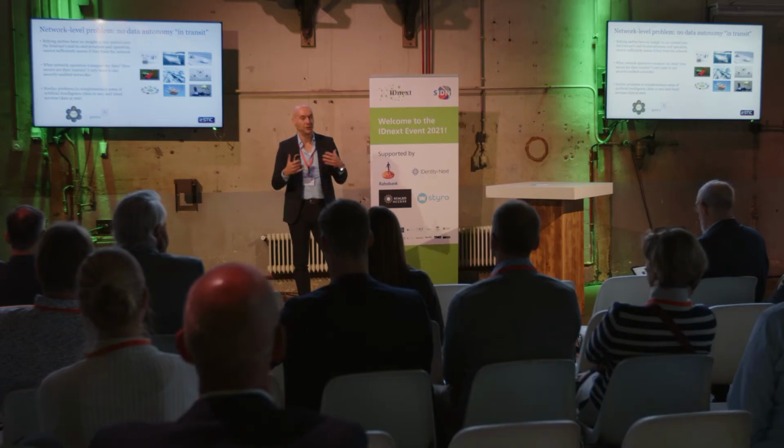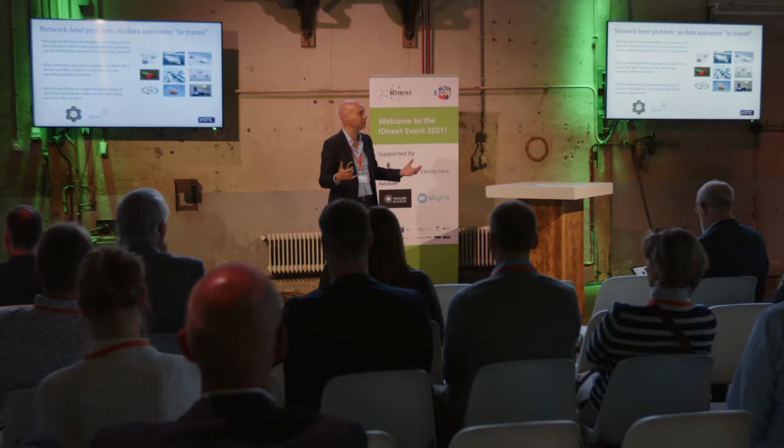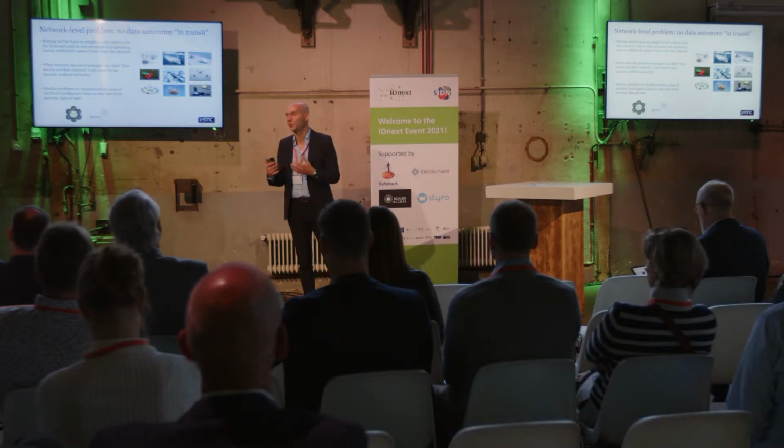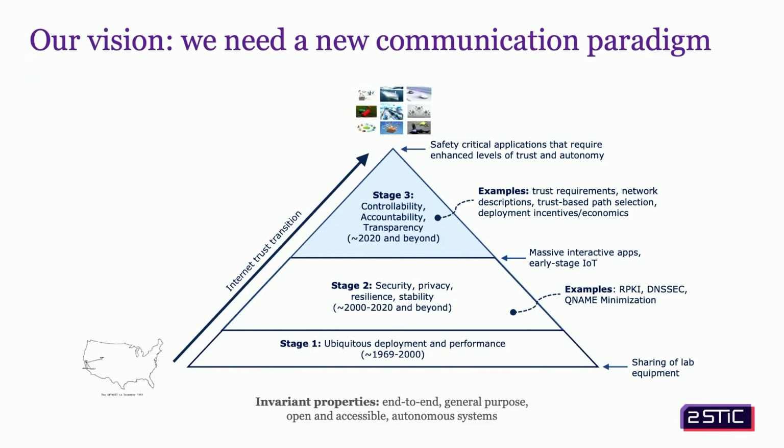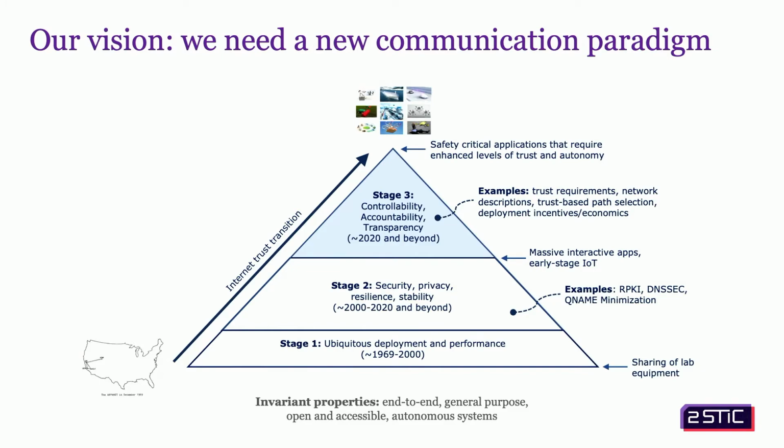Okay? So the data autonomy problem does not only pertain to data in transit, so when it flows through the network, you could say, but also pertains to when it's being used and when it's being stored at a cloud service. Okay? So with this problem in mind, we think that it's time for a new communications paradigm for the internet. So I'm still talking about the network level communications platform now. So what we think needs to happen is that the internet infrastructure gets more transparent, more accountable, and more controllable. So we call this the CAT principles. And I'll be talking about that in more detail later on.